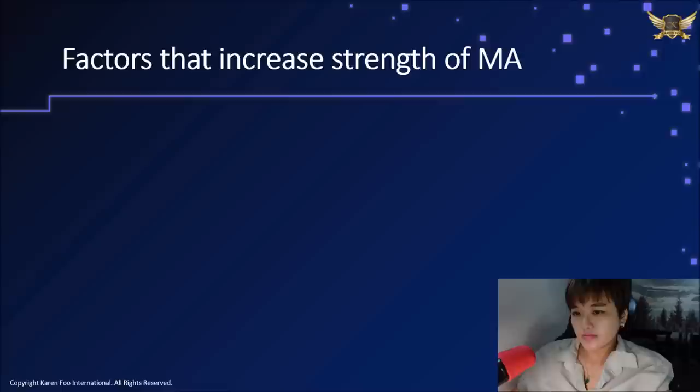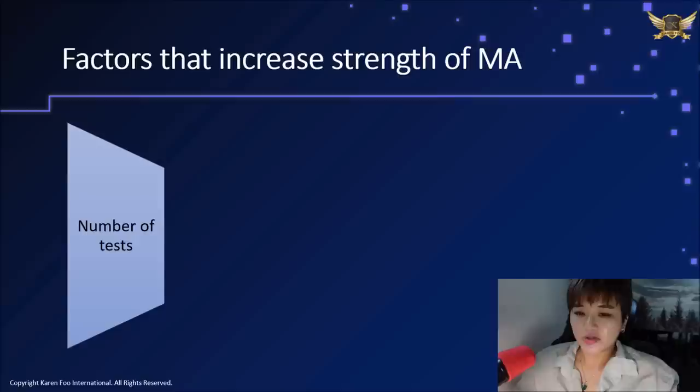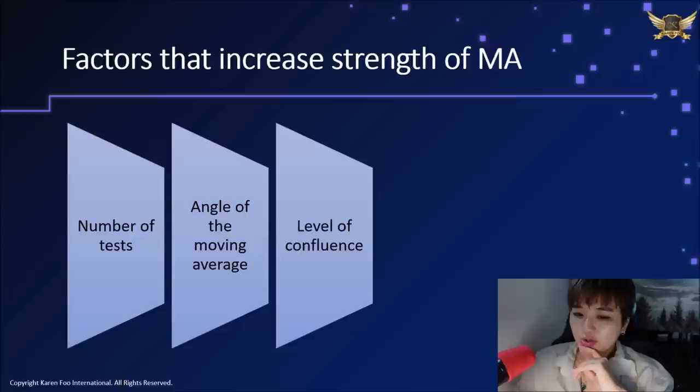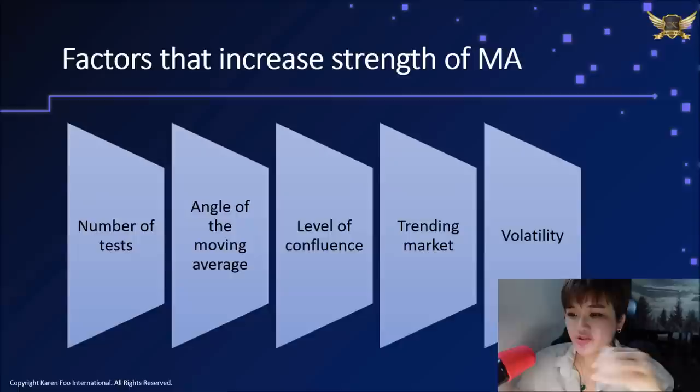Okay, so there are some factors that will help you increase the strength and probability of your MA. It's the number of tests. Later I'll show you one example. Angle of moving average, make sure it's sloping in the direction that you want. Level of confluence, just now I showed you one example already. Trending market, use it in a trending market, and also use it in a higher time frame. As well as volatility, you don't want to use it in a volatile market. You want a nice trending stable market.